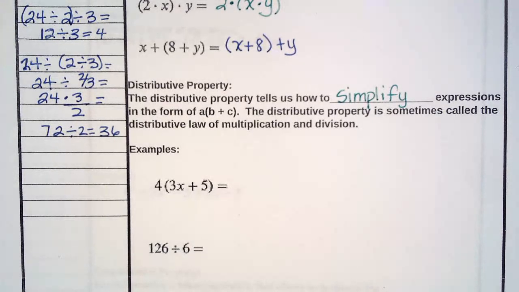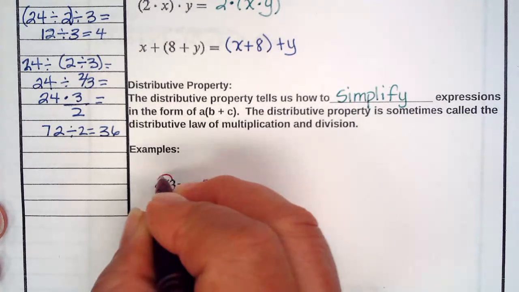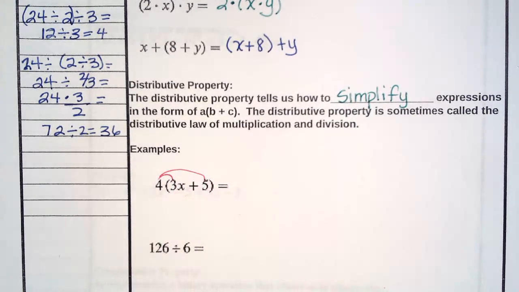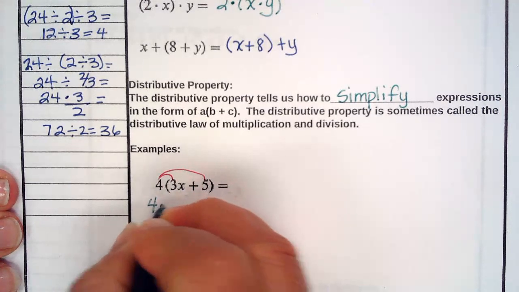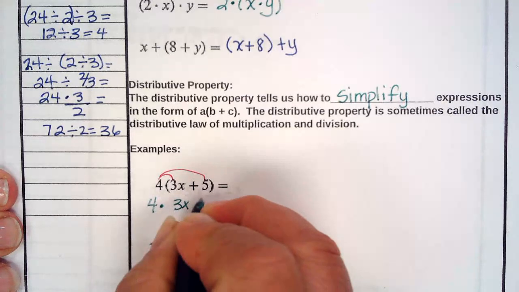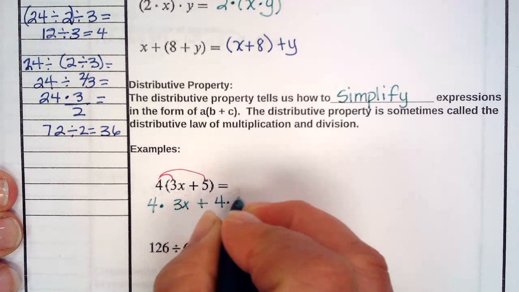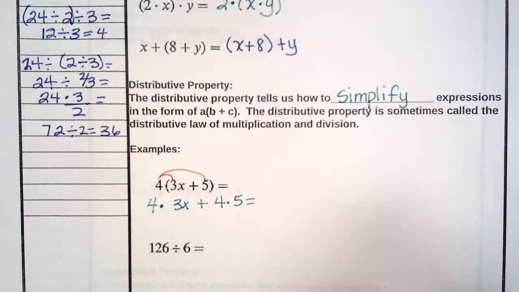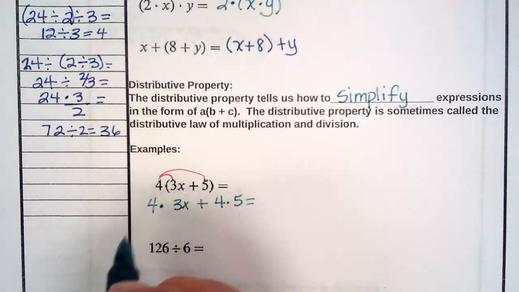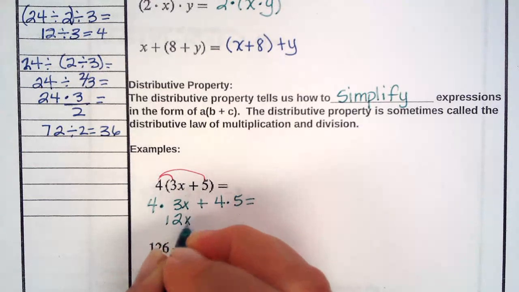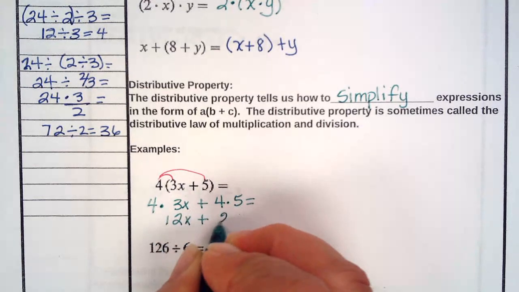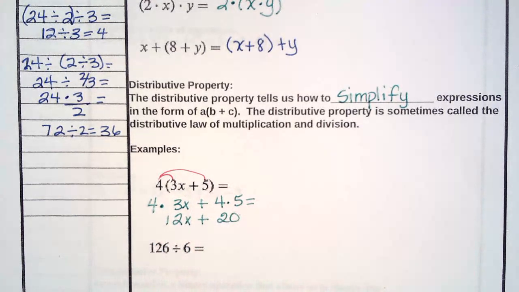I always encourage my students to draw those lines. I have to take 4 times 3x and 4 times 5. That's the process you go through. 4 times 3x is 12x, plus 4 times 5 is 20, and we're done.